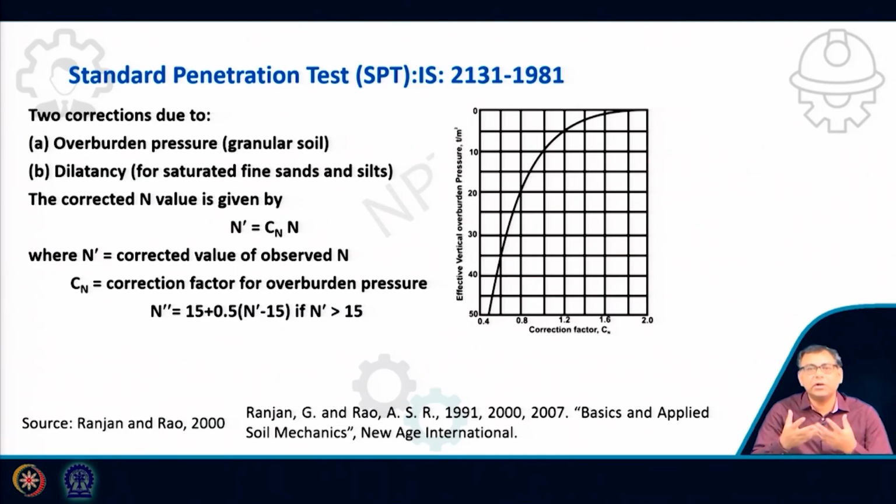So your strength will also increase, and you will get a higher N value, which we have to reduce. That's why, by applying the dilatancy correction, we are actually reducing the N value.